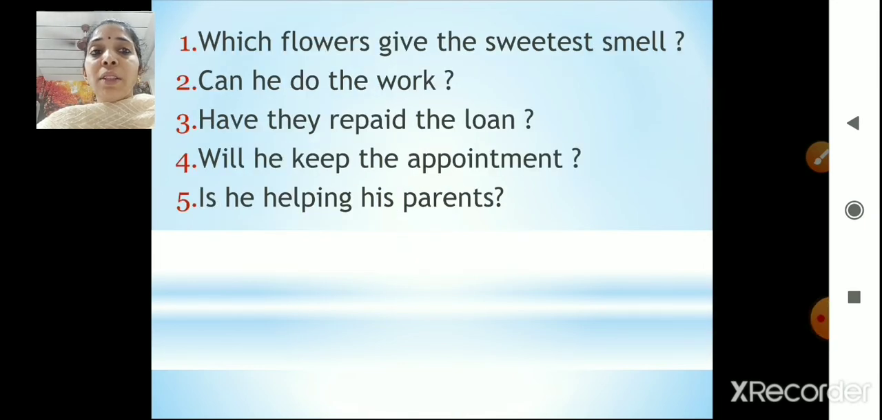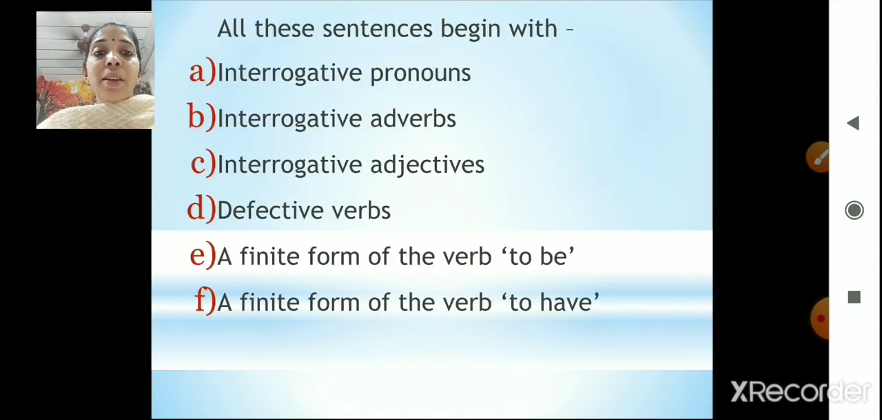Which flowers give the sweetest smell? Can he do the work? Have they repaid the loan? Will he keep the appointment? Is he helping his parents?